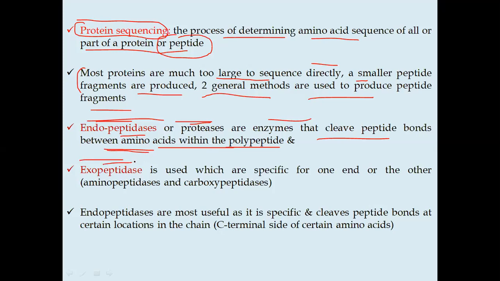The next one is the exopeptidase, which is specific for one end or the other. It cleaves the ends of the polypeptide, either aminopeptidases or carboxypeptidases, at the amino end or the carboxy end. But the important ones are endopeptidases. These are most useful as they are specific and cleave peptide bonds at certain locations in the chain, for example, the C-terminal side of certain amino acids.